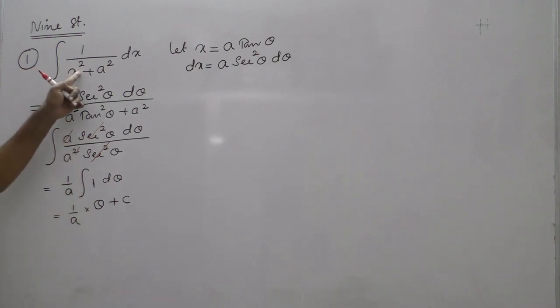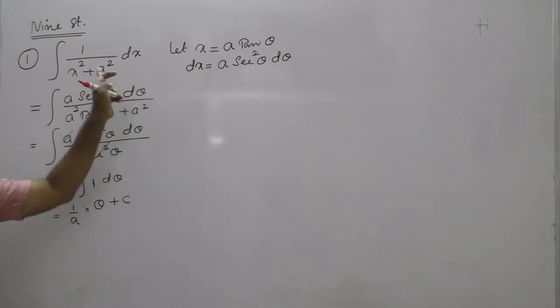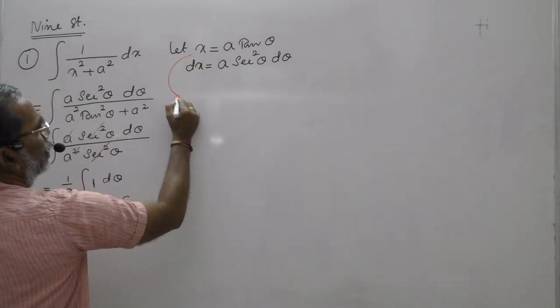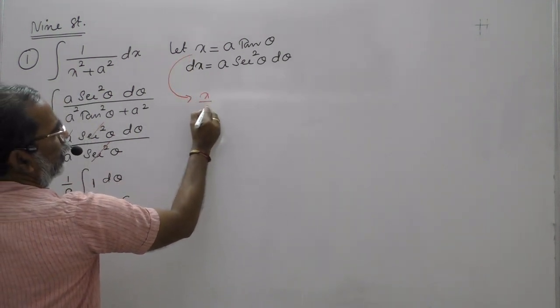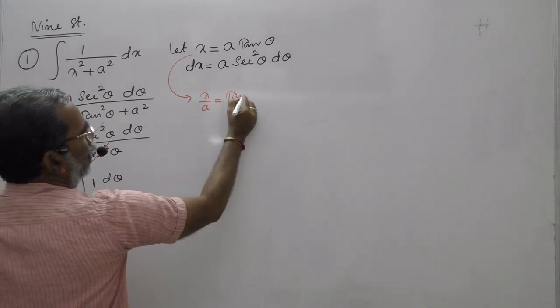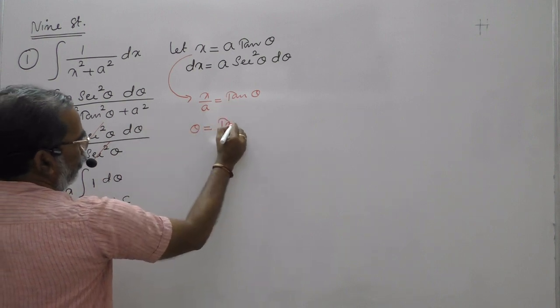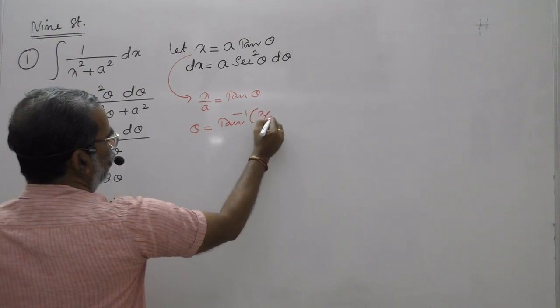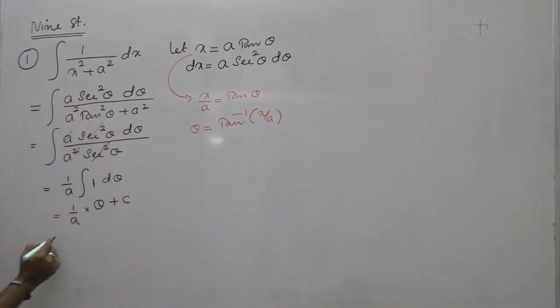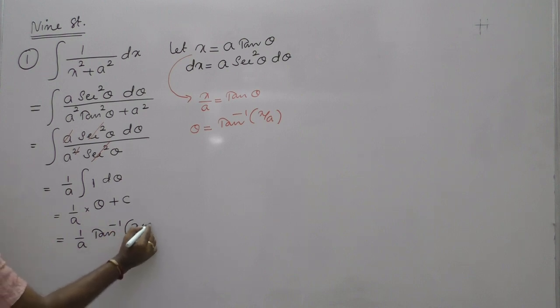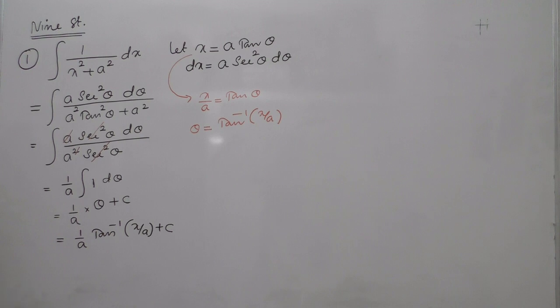But theta is not given in the question. So what is theta? This is our substitution, no? So I can write x by a is equal to tan theta. If I want theta, I should write tan on the other side, it becomes tan inverse. This is theta. We will replace it here. Therefore 1 by a into theta is 1 by a tan inverse of x by a plus c. Okay, so this is the integral of this.